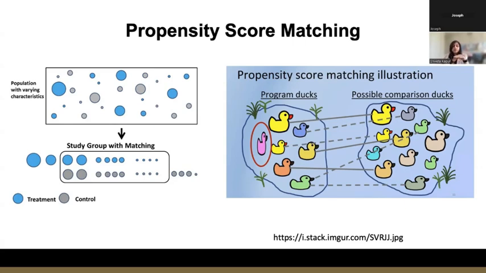And then the picture on the right is basically demonstrating the same thing, but in a slightly different way. If you like more colorful pictures, more vibrant ones, then you can refer to this one. Here they have shown the subjects as ducks. So basically, you're trying to match each duck in the treatment group with a very similar duck in the non-treatment or the control group.